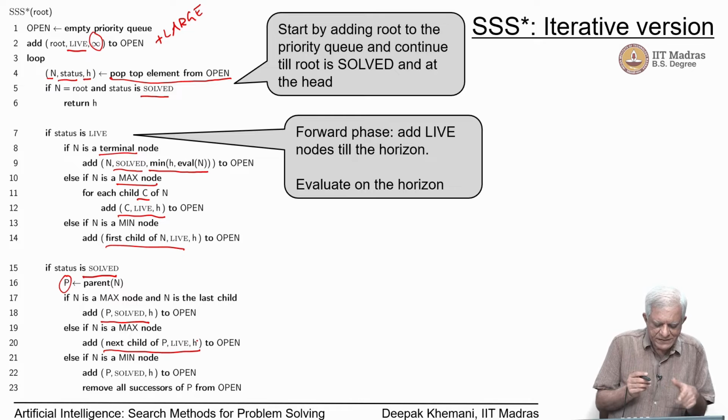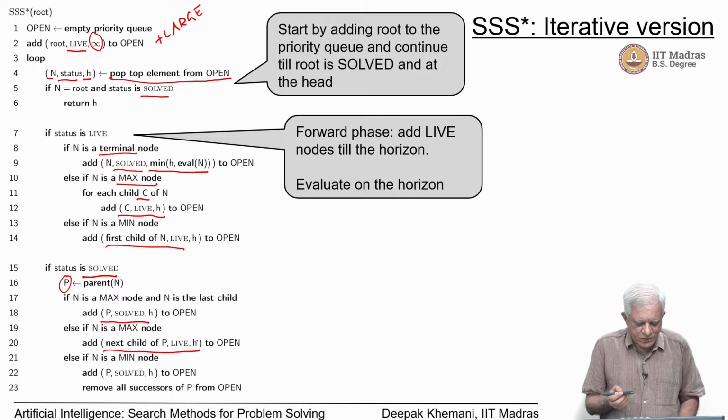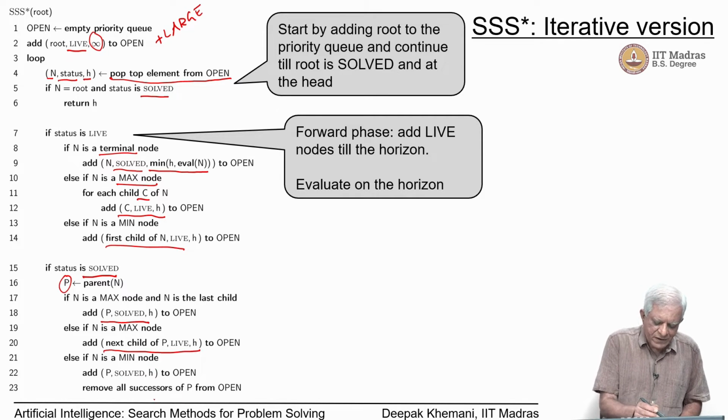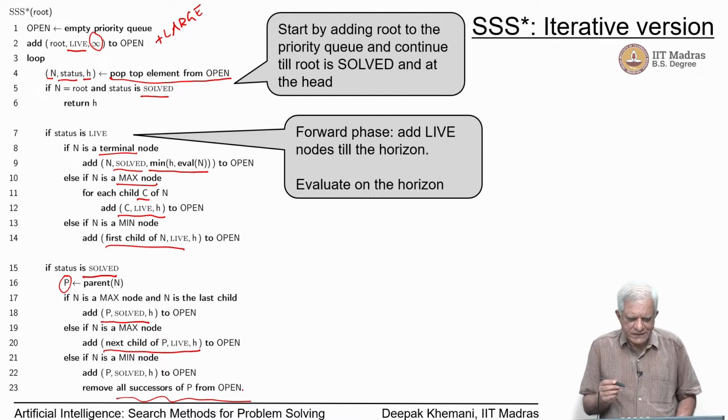So, this is taken care of here, and if n is a min node, then we simply label its parent as solved, because n is not only a min node, it is a solved node and it is at the head of the queue. So, it is solved. So, all its siblings would be only lower than what this value has, and therefore, its parent can be labeled as solved essentially, and it is added as solved to open, and also we remove all successors of this parent from open again. So, we will see this in more detail.